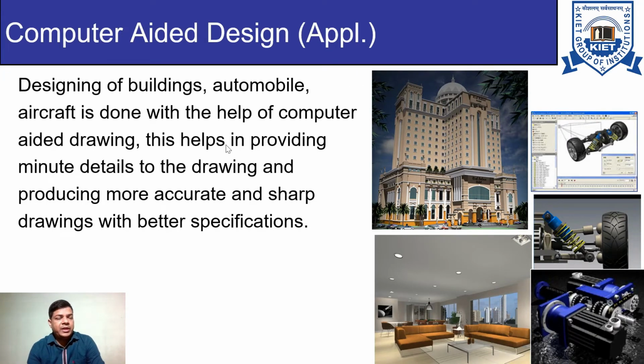Another application area of computer graphics is CAD, that is computer aided design. You can see in the figure, by using CAD we can design the structure of a building, we can design maps, we can design the parts of automobiles, and after designing we can easily visualize these things. So designing of buildings, automobiles and aircraft is done with the help of computer aided drawing. This helps in providing minute details to the drawing and producing more accurate and sharp drawings with better specifications.